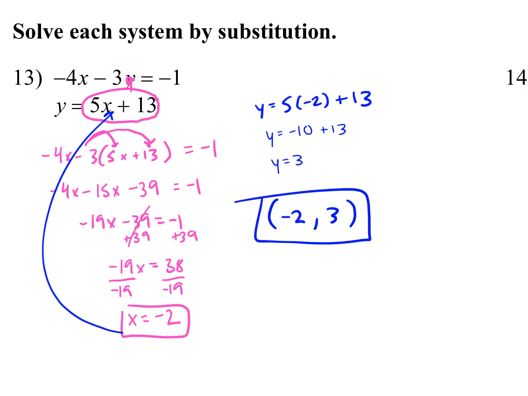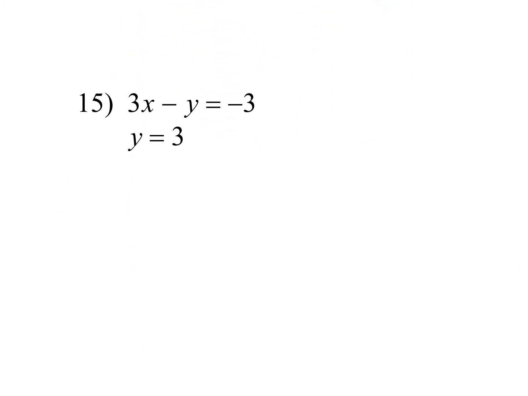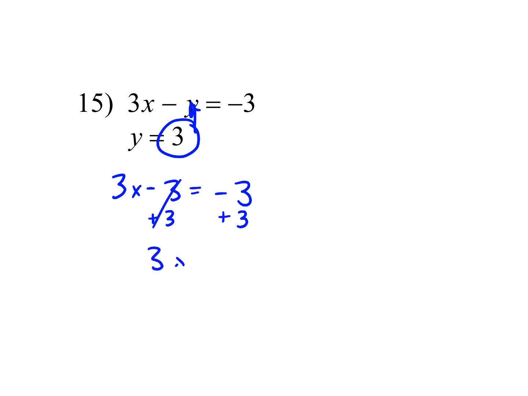Any questions here? All right, let's look at 15. Do I have an isolated variable? Yes. Yep, so I'm just going to take that and plug it into what? Plug it into y. So I have 3x minus 3 is equal to negative 3. How do I solve for x? Add 3 to both sides. So 3x is equal to 0.